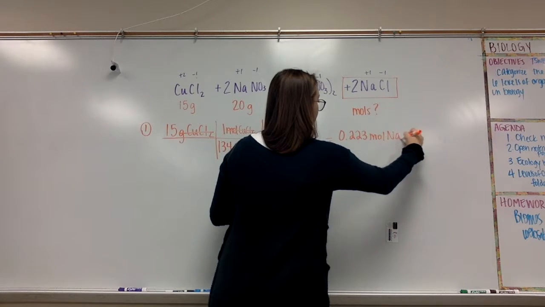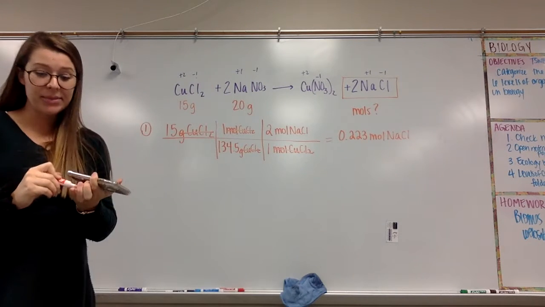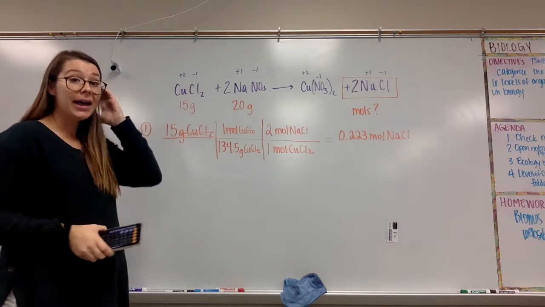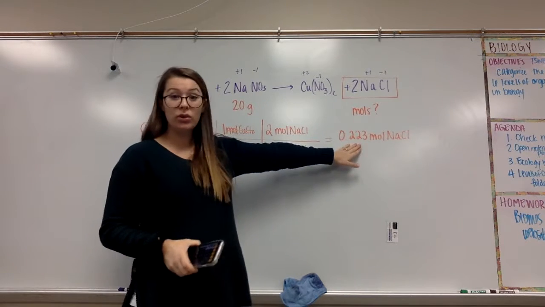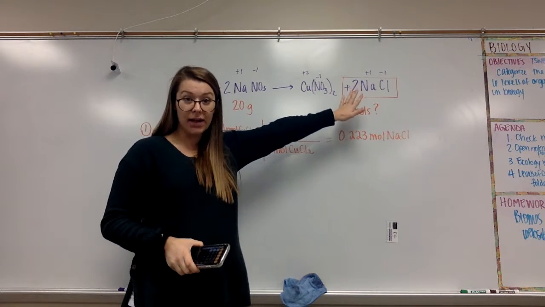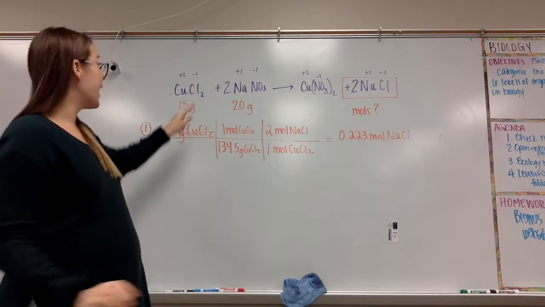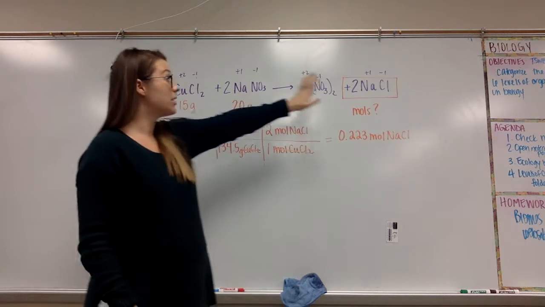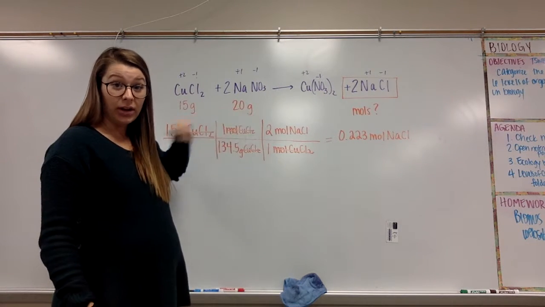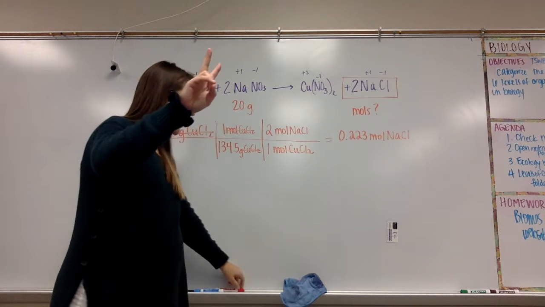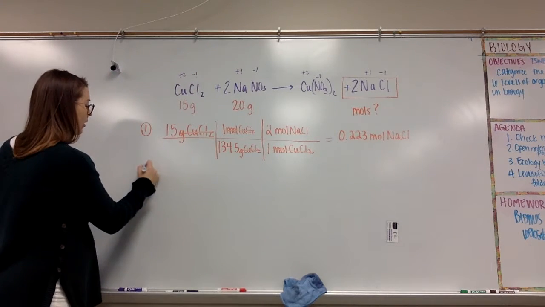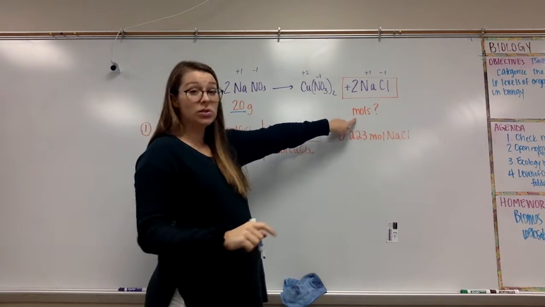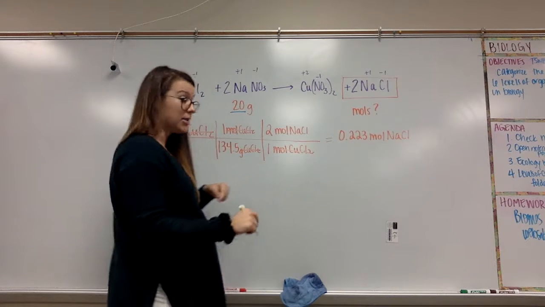moles of NaCl. So this first step tells me, okay, if I have 15 grams of copper 2 chloride, I can make 0.223 moles of sodium chloride. So that's what I know so far. However, I have 20 grams of sodium nitrate also. So I need to see how much sodium chloride is 20 grams of sodium nitrate going to make? So my second problem here is going from 20 grams of sodium nitrate to moles of sodium chloride, and then I'm going to compare my answers.